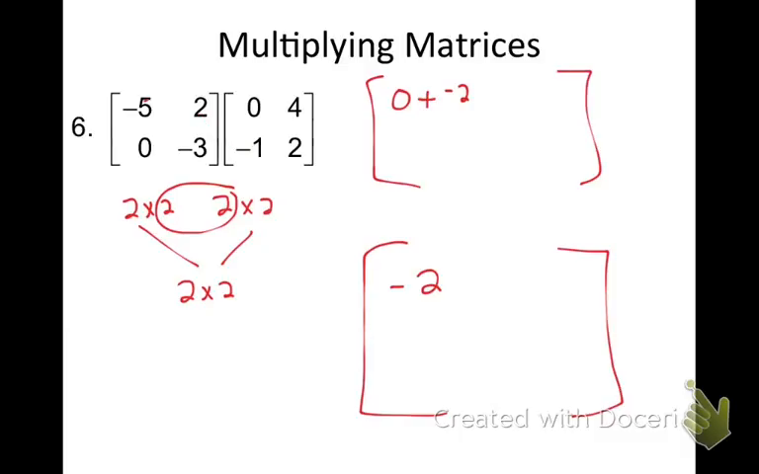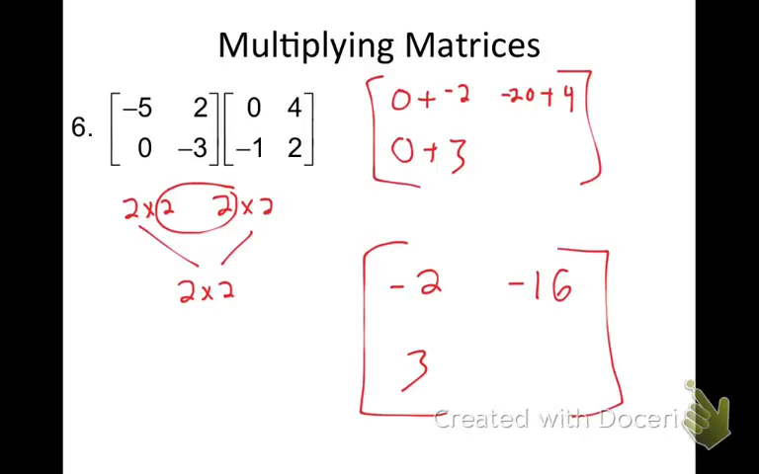Then I'm going to do the first row times the second column. Negative 5 times 4. Plus 2 times 2. Negative 20 plus 4 is? Negative 16. Now I'm going to do second row, first column. 0 times 0. Plus negative 3 times negative 1. 0 plus 3 is?